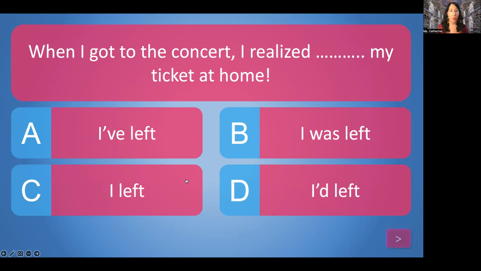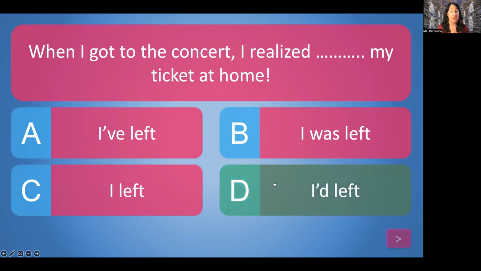How about this one? When I got to the concert, I realized blank my ticket at home. A, I've left. B, I was left. C, I left. Or D, I'd left. This is tough. All right. What could it be? No, I don't know. Maybe we'll get this right together. Maybe we'll get it wrong.